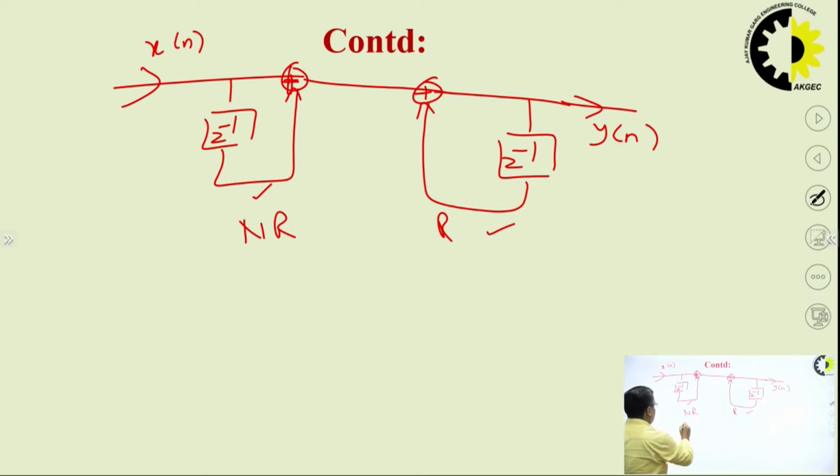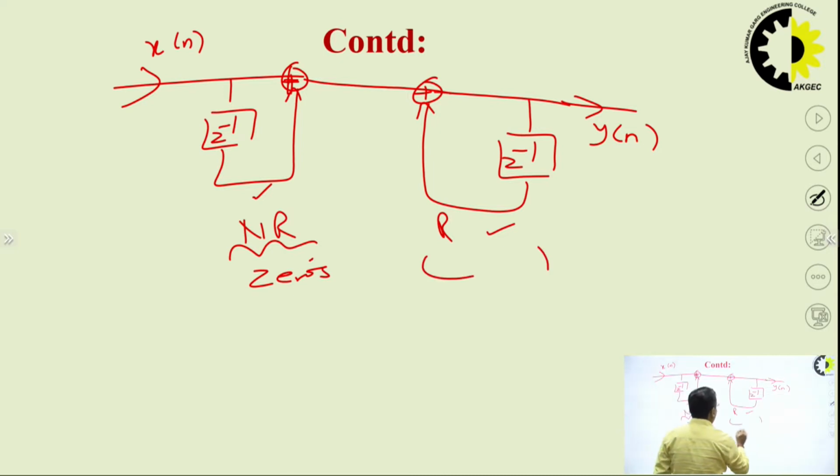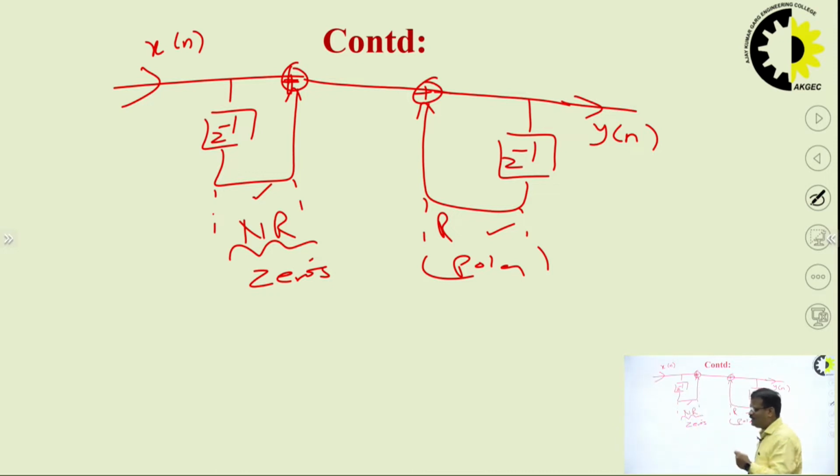So here you are realizing the zeros. Here you are realizing the poles. Similarly, this structure will be continued further if more terms are there in the numerator and denominator part of H of Z. So in this way, we can realize an IIR digital filter by direct form structure, in which at first you have to realize the non-recursive term and after that you have to realize the recursive term.